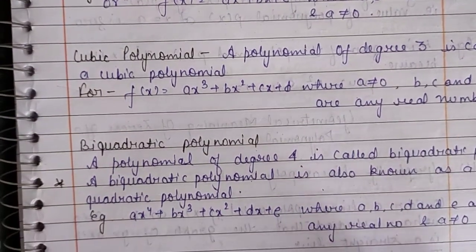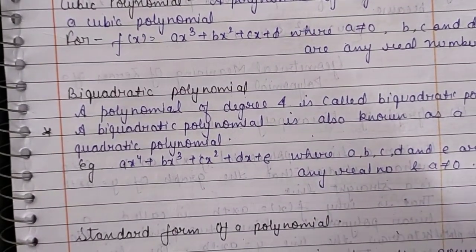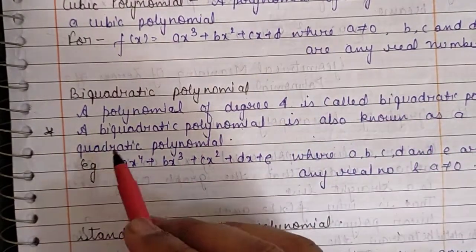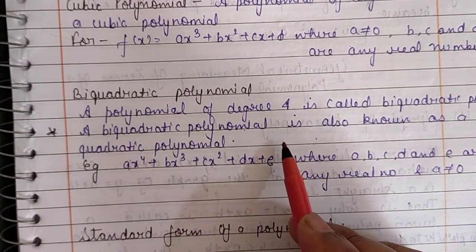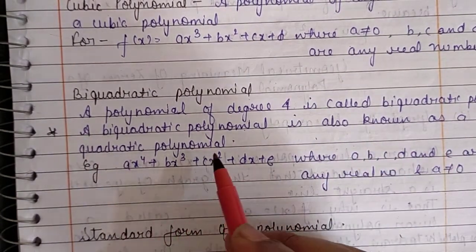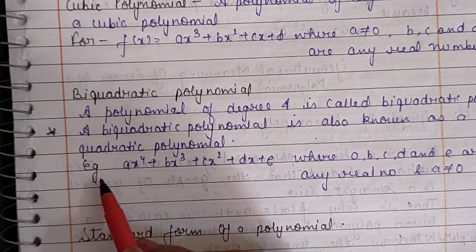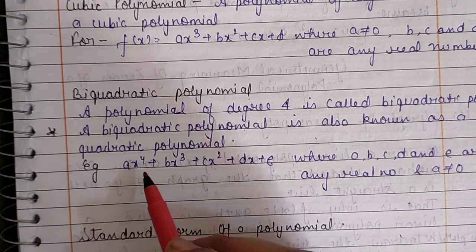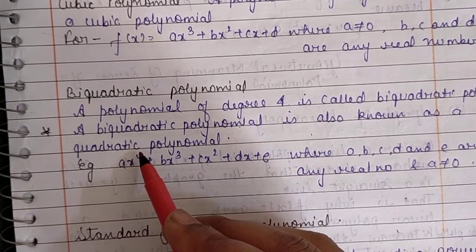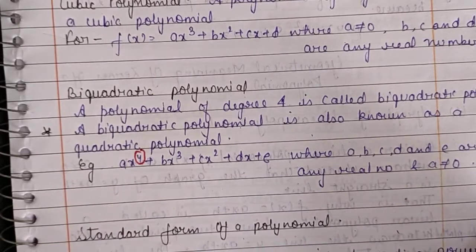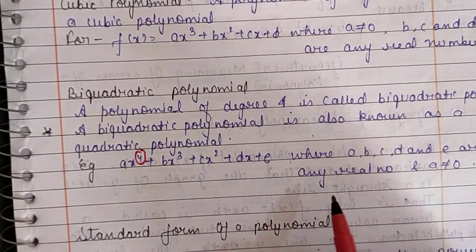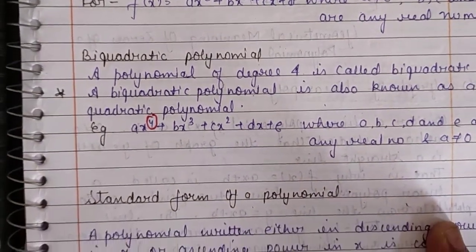Now next one is biquadratic. What are biquadratic polynomials? A polynomial of degree 4 is called a biquadratic polynomial. The general form to represent a biquadratic is ax^4 + bx^3 + cx^2 + dx + e. When the highest power of a polynomial is 4, we consider it a biquadratic polynomial, where a, b, c, d and e are any real numbers and a should not be equal to 0.